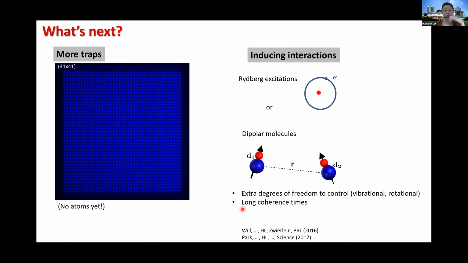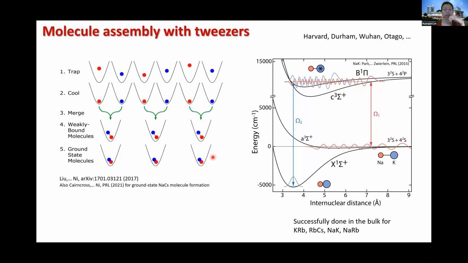And there it has been demonstrated that you can have long coherence times, but you do have extra degrees of freedom to control, namely the vibrational and rotational degrees of freedom. One way to induce these dipolar interactions using molecules is to assemble them using tweezers.